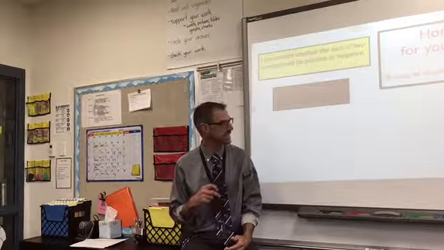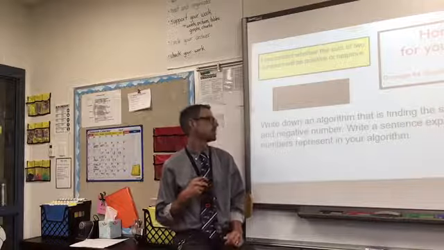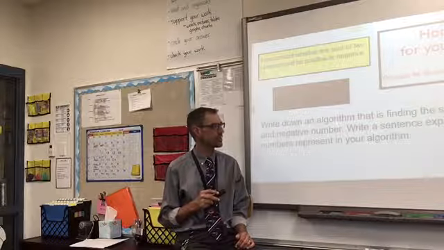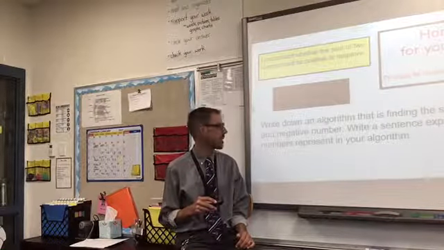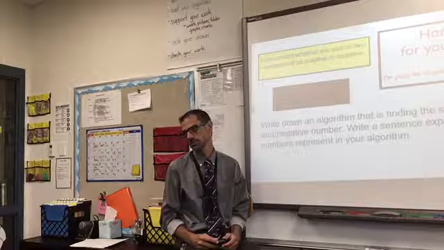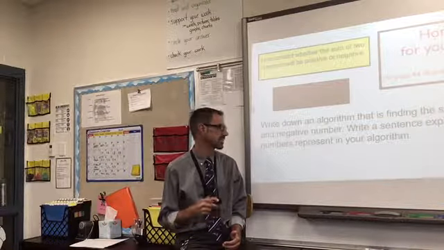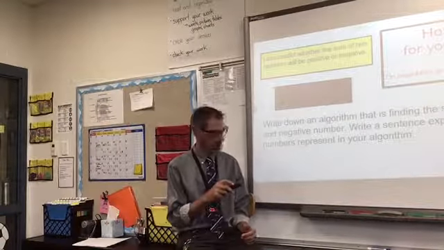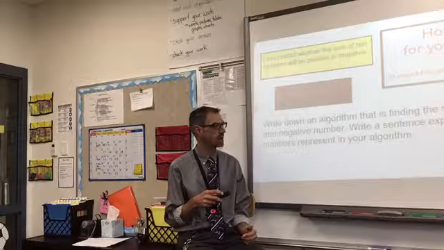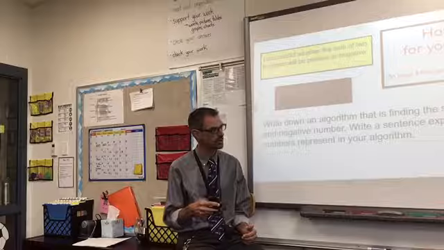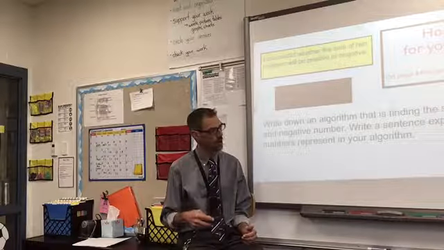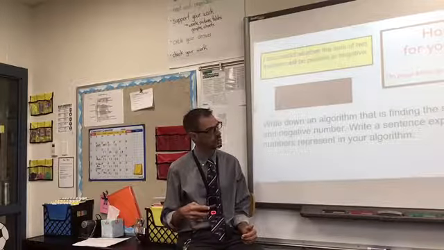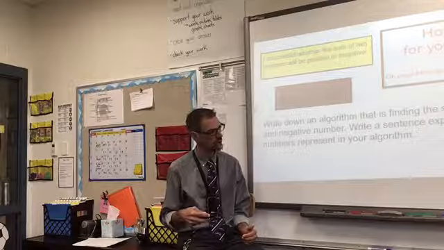Oh yeah. Exit ticket. Write down an algorithm. We got about 2 minutes. Write down an algorithm that is finding the sum of a positive and negative number. Write a sentence explaining what the numbers represent in your algorithm. So, first thing, write down an algorithm that is finding the sum of a positive or negative number. Look at all the algorithms you can write down. But not all of those. This one's 2 negatives, that one's 2 positives, so those won't work. But those 4 do. And they all have a sum because I'm adding.